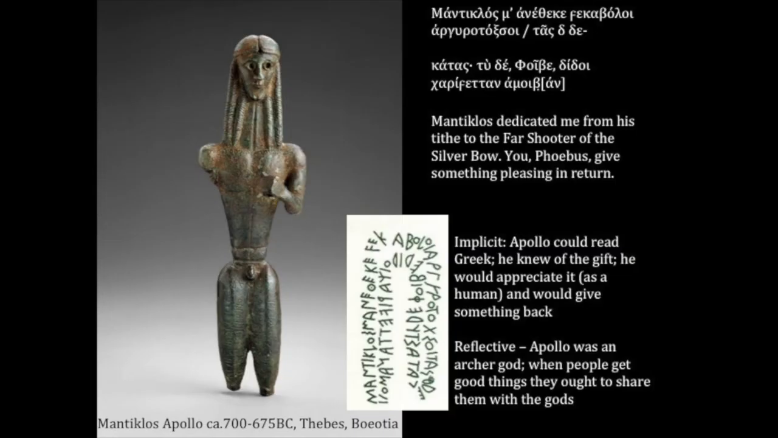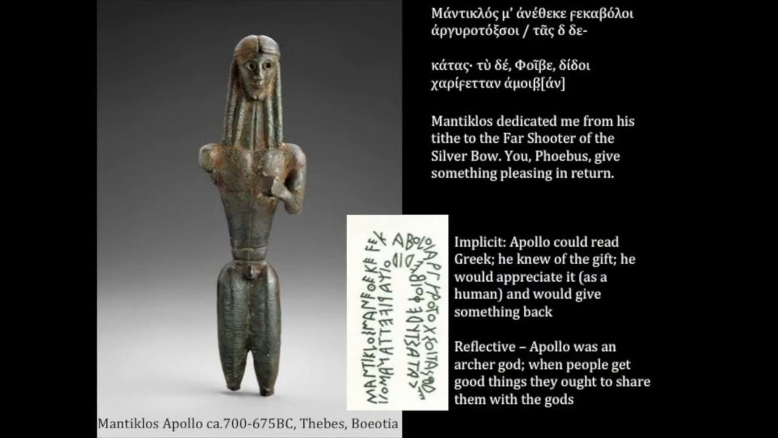Implicit cognition. Apollo could read Greek. He knew about the gift. He knew you'd given it to him. He appreciated it in a human type way. And he'd be pleased enough to give something pleasing back in return.